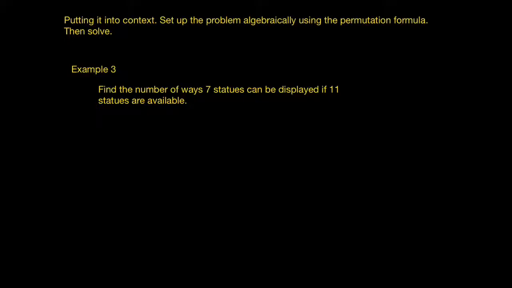Okay, let's try this example now. We're going to put it into context, and we're going to set up the problem algebraically using the permutation formula, and then we're going to solve it. So since we're going to use the formula, I'm going to go ahead and write it here. That's going to be n factorial over n minus k factorial.